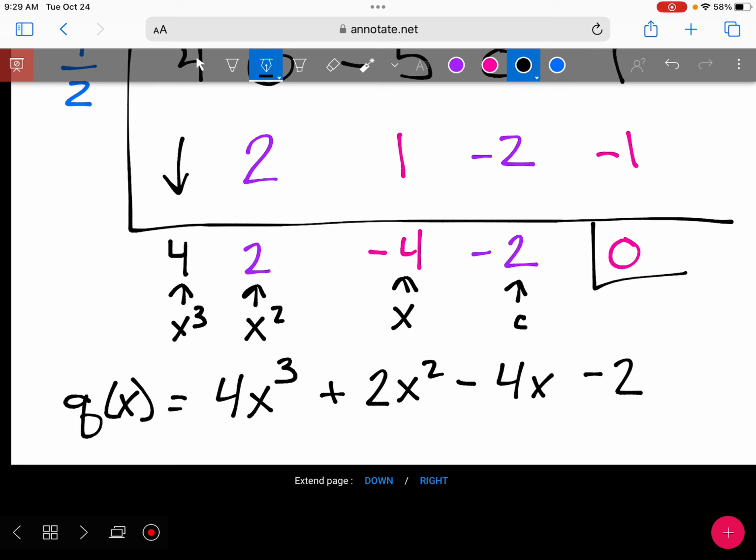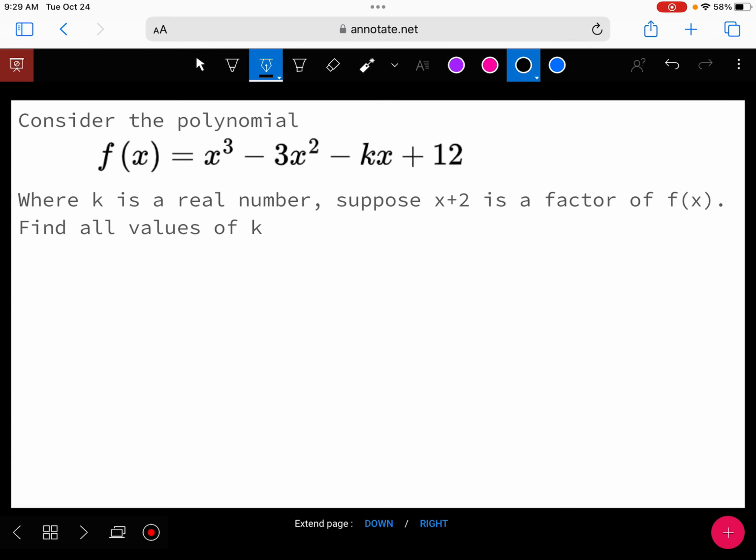Okay, so the synthetic division, once we get the hang of it, it goes really, really fast. But not every question on the homework is a synthetic division problem, as fast as that might be. Because we get things like this one. Consider this polynomial, where k is a real number and x plus 2 is a factor of f of x. Find all values of k.